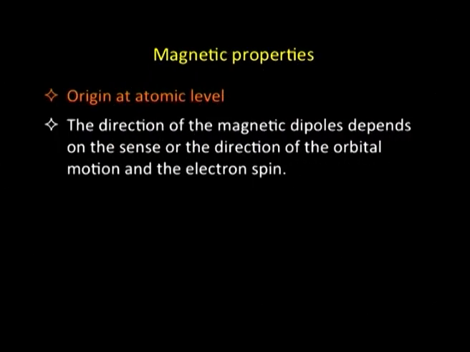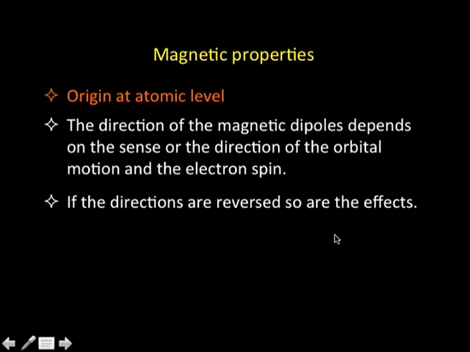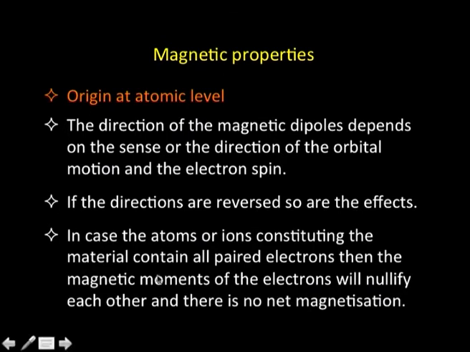But when we move further, we find that the overall magnetic moment for a given atom depends on the sense or direction of the orbital motion and the electron spin. In case the directions are reversed, the effects also change accordingly. What is important here is that if the atoms or ions constituting the matter contain all paired electrons, then the magnetic moments of the electrons will nullify each other.